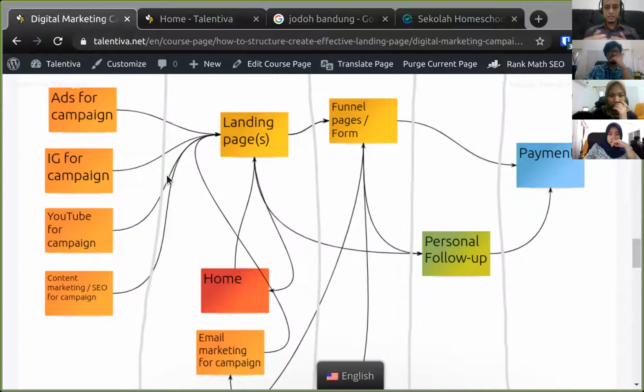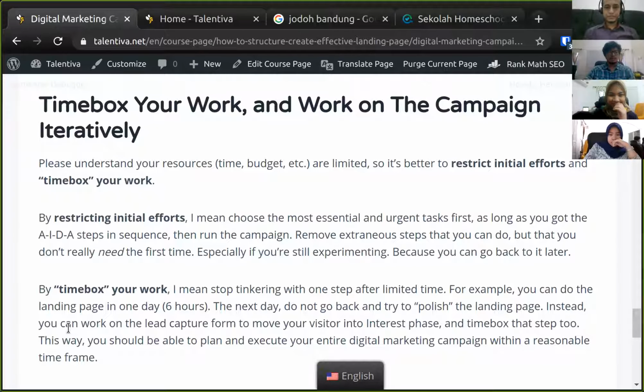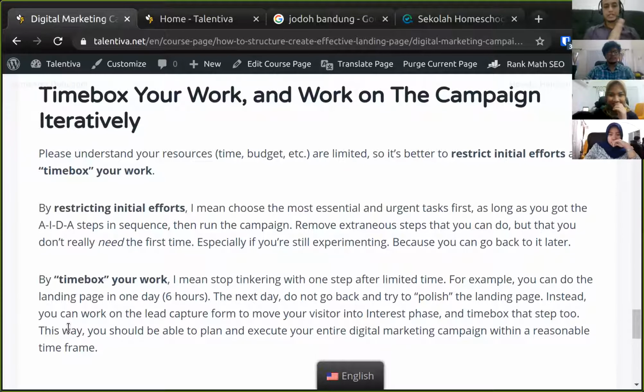It's actually the second to last one. Wow, we're already almost 40 minutes. That's nice. This will be the last one. And the last one is actually just a tip. The tip is to time box your work and work on the campaign iteratively.